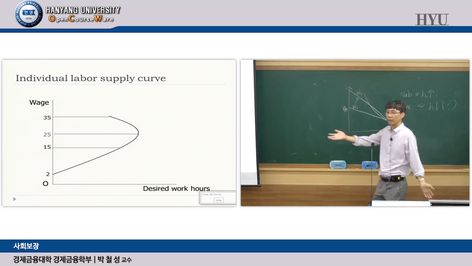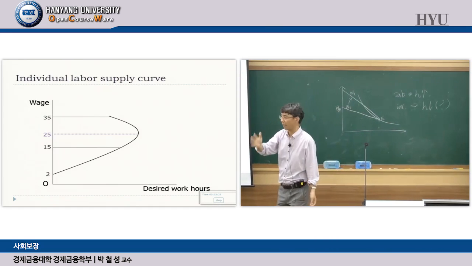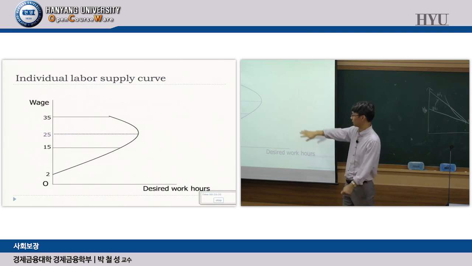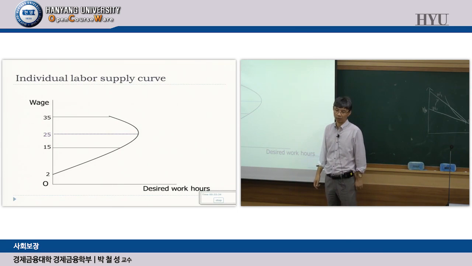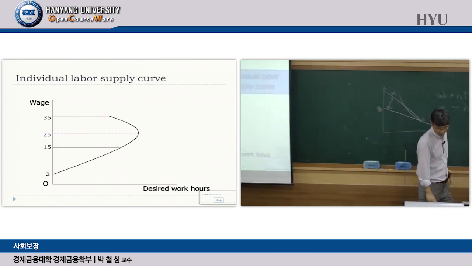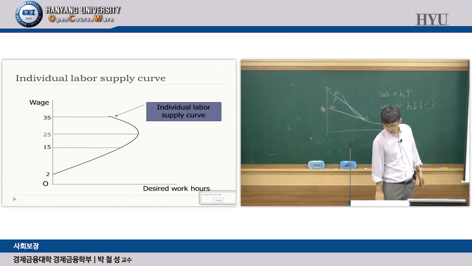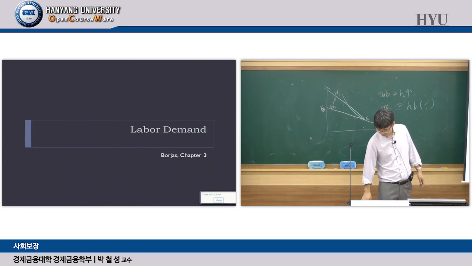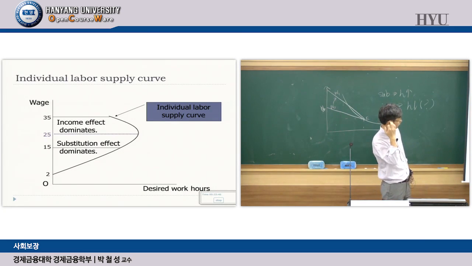Some individuals may have a very high threshold, some individuals may have a very low threshold. But anyway, we can say that each individual has his or her own labor supply curve. Then we say that's the individual labor supply curve. Okay? Get it? And if we aggregate them to a market, then we actually get the market labor supply curve. Okay?